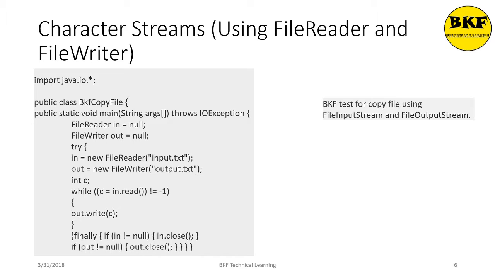Now let's see the same program using character streams. So again, my class, my main method, I create again two instances of two classes, FileReader and FileWriter. I initialize them to null. Then I make use of two files, input.txt and output.txt. Input.txt is the file from which I'm going to read the input, and I'm going to use that input to write into an output file. Output.txt is my output file.